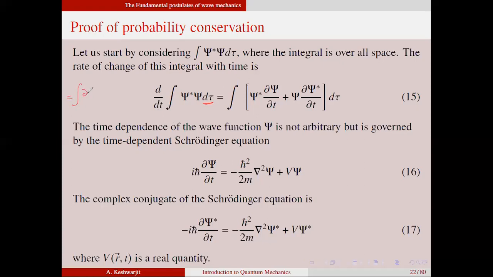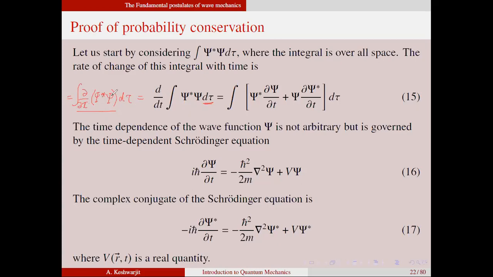Instead of total derivative, I should have partial derivative, del by del t of psi star psi d tau. It will become this. So when I take this differentiation inside the integral sign, this total derivative becomes partial derivative del by del t, then psi star psi d tau. So you perform this derivative first.